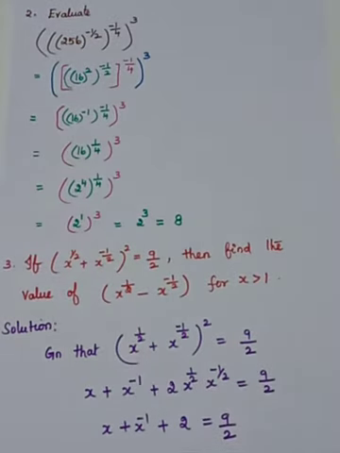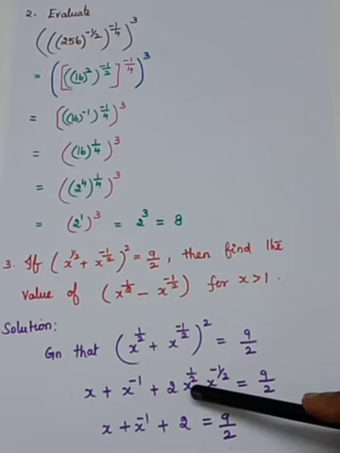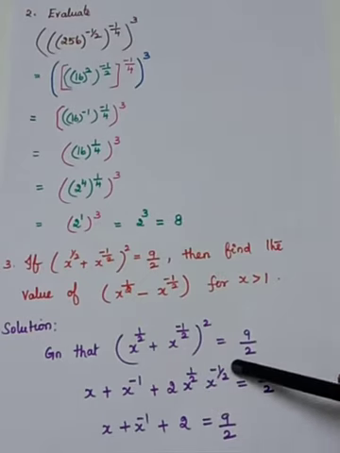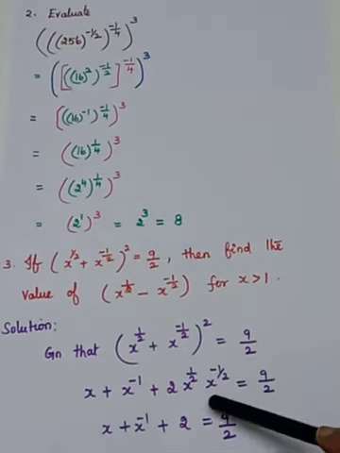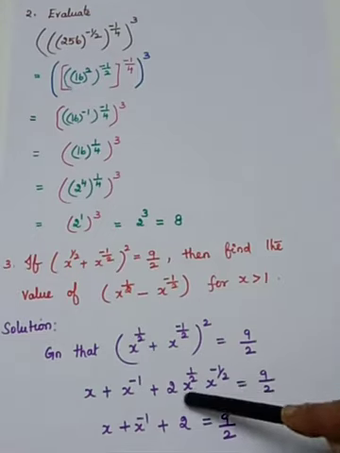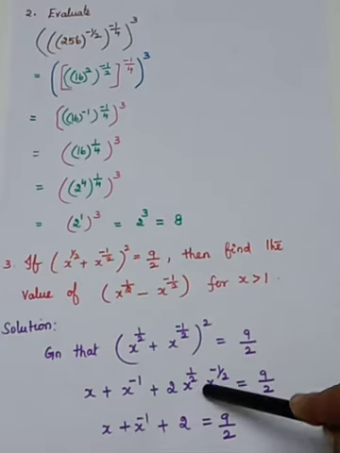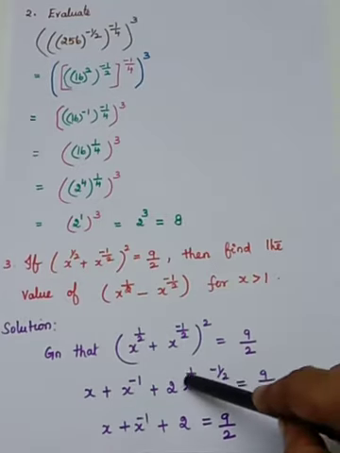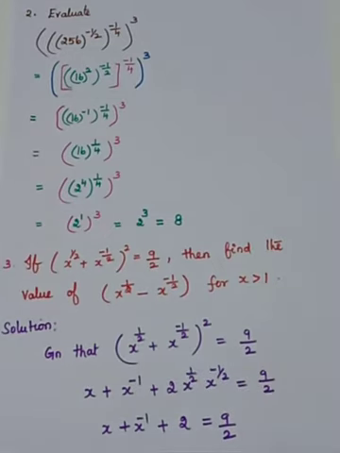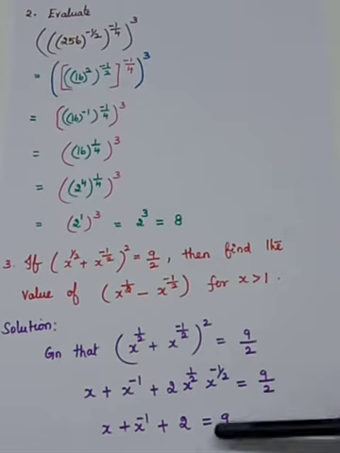Next step, what is it? 2ab. That is 2 into x power half into x power minus half. Okay. You see now, in this term, the bases are same. Yes or no? So here it's multiplication. So if the bases are same, if you want to multiply the terms, you have to add the powers. So half minus half is what? It is 0. What is x to the power 0? Anything to the power 0 is 1. So I have written it as 2. That is equal to 9 by 2.